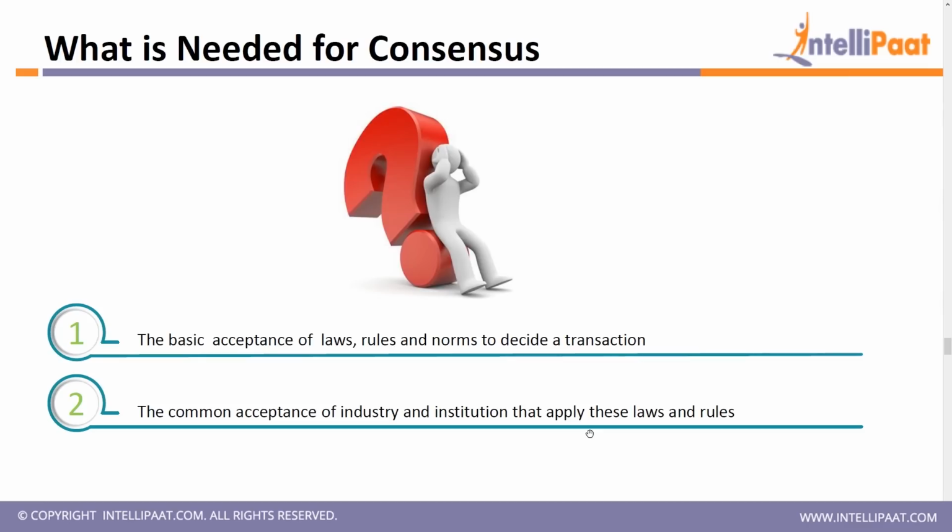So, the basic acceptance of laws, rules, and norms to decide a transaction should be part of your consensus mechanism. And similarly, the common acceptance of industry and institution that applies these laws and rules should also be considered while designing and developing the rules and algorithms for writing consensus mechanisms.